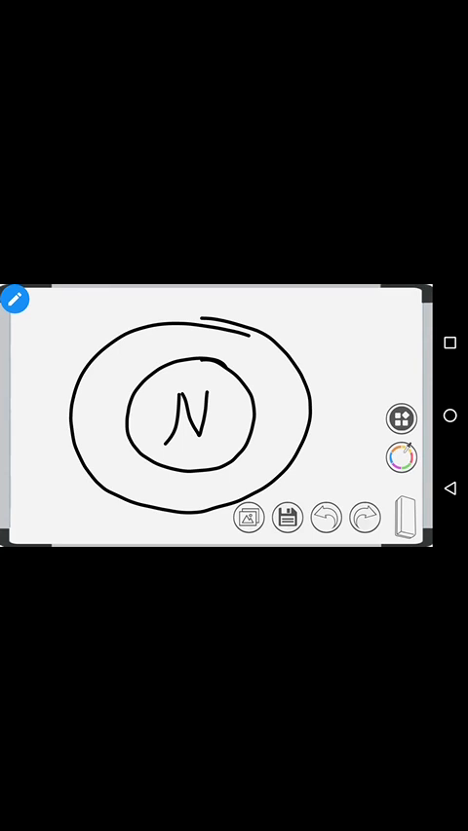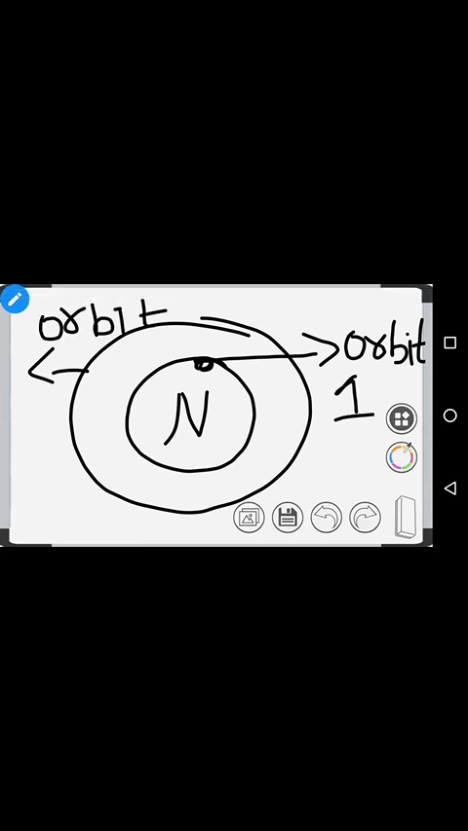For example, this is the nucleus. Around the nucleus there is a circular path. After that there is another round. The first round we can call the first orbit, and the second round we can call the second orbit. Like that, this circular path has got a name, and that name is known as orbit.